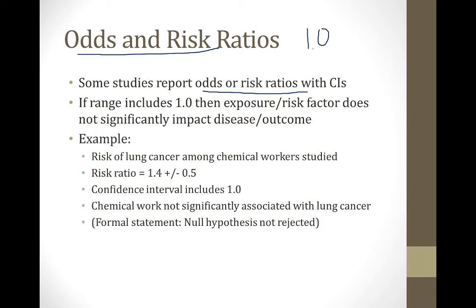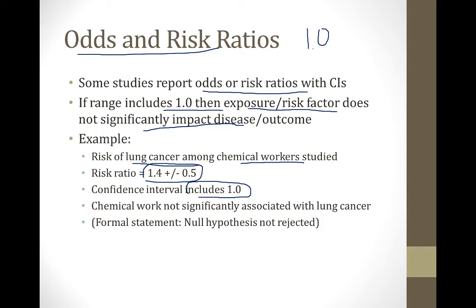The key thing to remember here is if the confidence interval includes 1.0, then the exposure or risk factor does not significantly impact disease or outcome. This is easier to understand with an example. Let's suppose that the risk of lung cancer among chemical workers is studied, and the risk ratio is found to be 1.4 plus or minus 0.5. Well, that range of plus or minus 0.5 includes the number 1.0. This means that chemical work is not significantly associated with lung cancer.